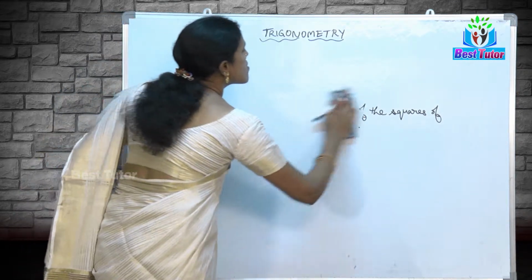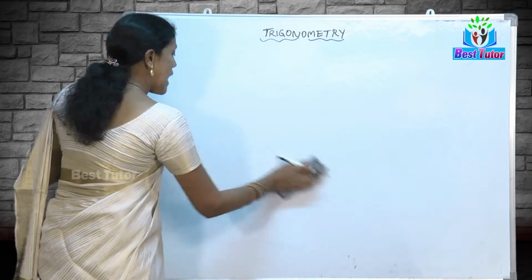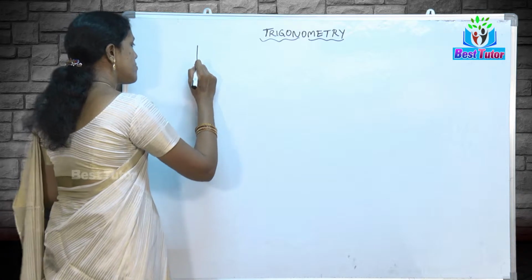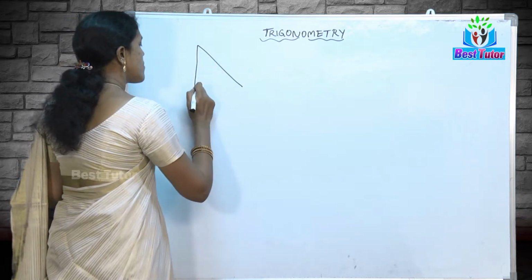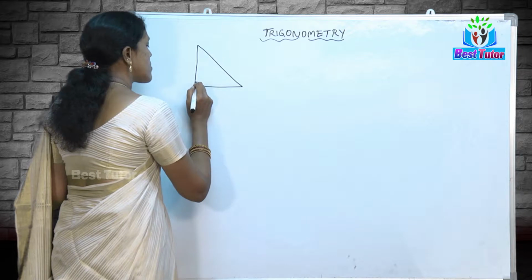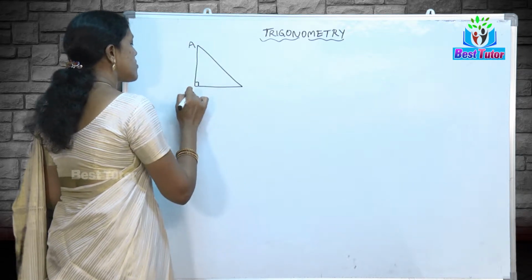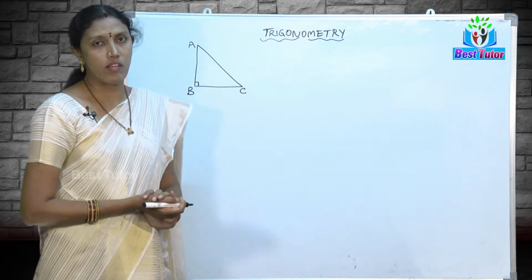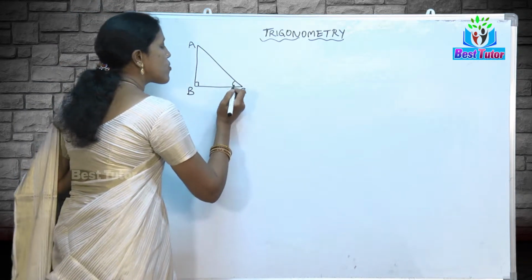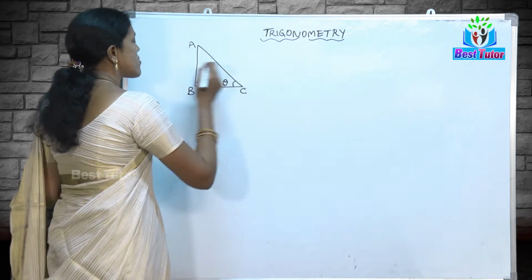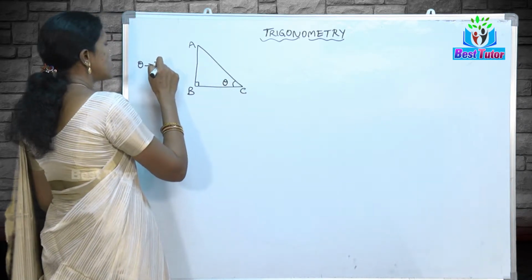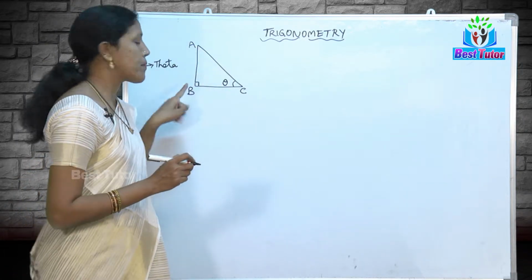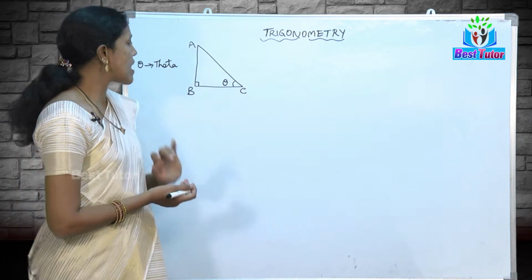Just now we have understood that trigonometry deals with right angle triangles. This is 90 degrees. A, B, C. Now I am going to consider any one of the remaining two acute angles. An angle can be represented by using a Greek letter called theta. I have considered this angle ACB as theta. Now this is the angle under consideration.